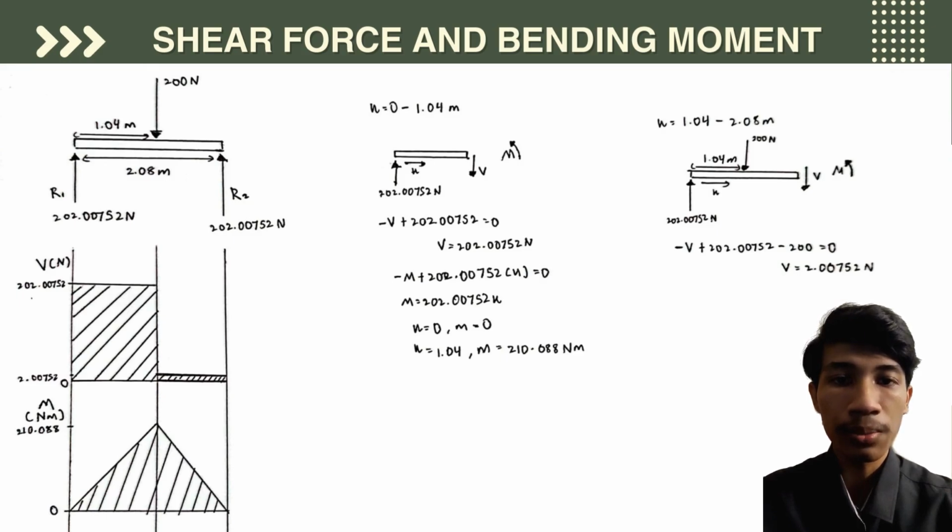And for x from 1.04 to 2.08 meter, the V is 202.00752 Newton. The moment is the same as the first one, which is negative. It will be 0.